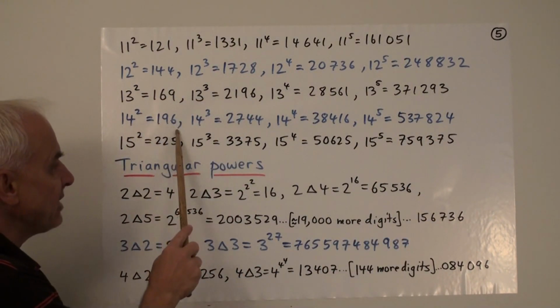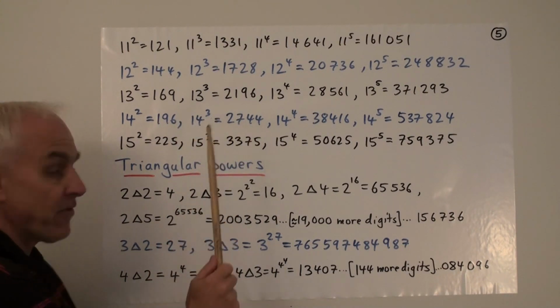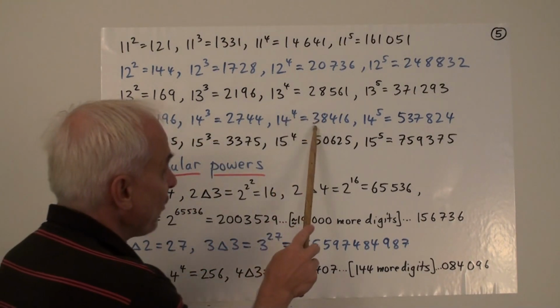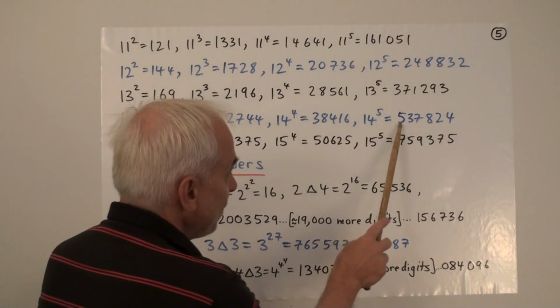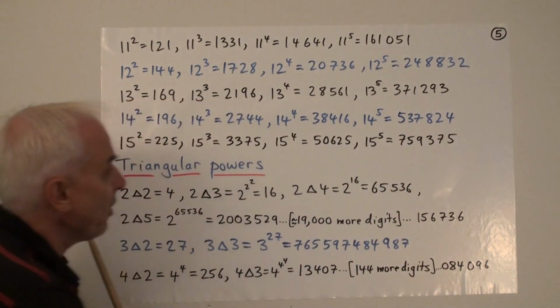14 squared is 196. 14 cubed is 2,744. 14 to the 4th is 38,416. 14 to the 5th is 537,824.